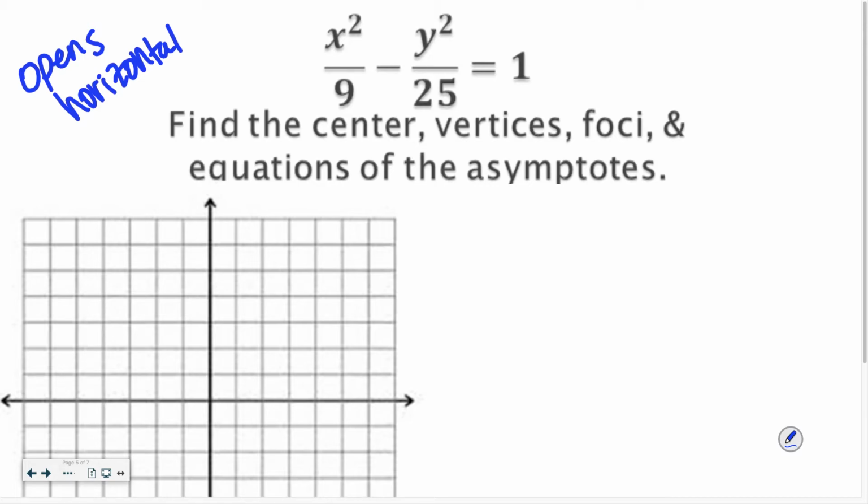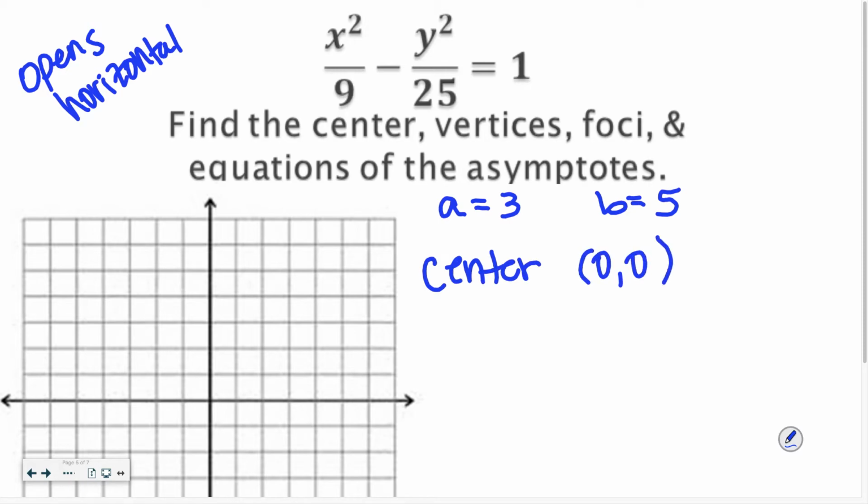Also, let's take a note that a is 3 because a squared is always with the positive variable, and b would be 5 because b squared is always the denominator of whatever's being subtracted. Okay? Now, there is nothing being added or subtracted inside of the squared variables, which means our center is at 0, 0. Okay, go ahead and plot that.